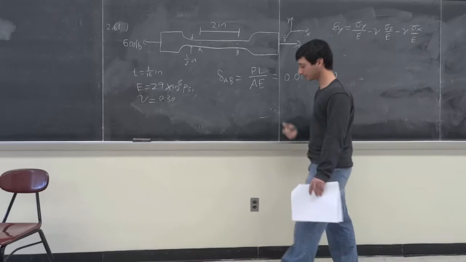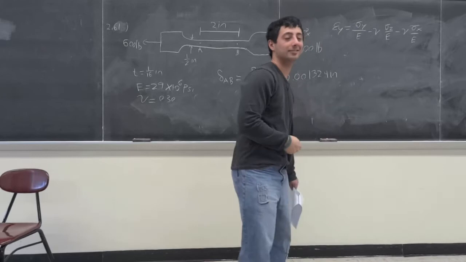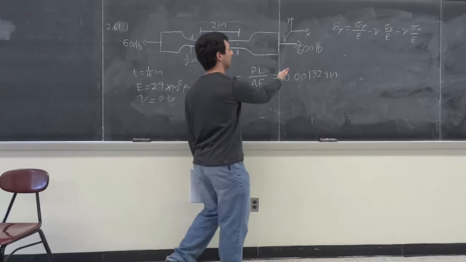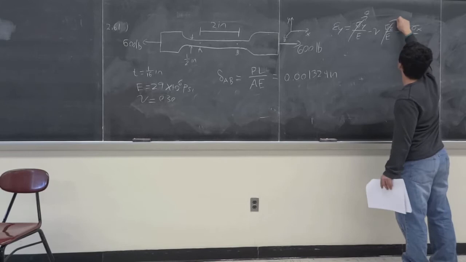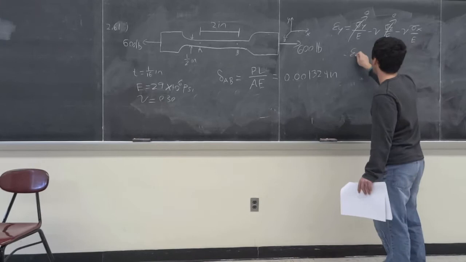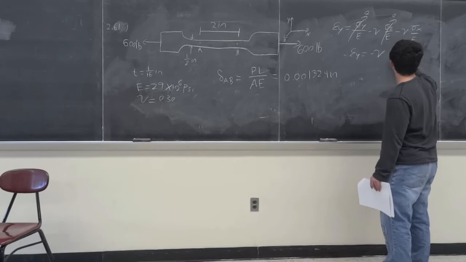All right, so now let me ask you guys, what's sigma y and sigma z? Do you guys know? It's only loaded in the x direction. So there's no stress in those directions. It's zero. So this is zero, and this is also zero. So the only stress we have is in the x direction, so we're going to have to find that. So epsilon y is equal to minus the Poisson ratio times sigma x over E.